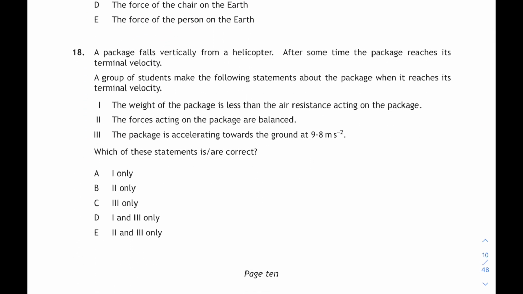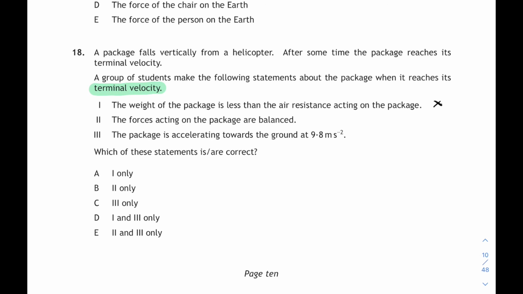Question 18. A package falls vertically from a helicopter. After some time, the package reaches a terminal velocity, and a group of students make the following statements about the package when it reaches a terminal velocity. Statement 1. The weight of the package is less than the air resistance acting on the package. Well, no, at terminal velocity, it's travelling at a steady speed and the forces are balanced. The weight is equal to the air resistance, so that's wrong.